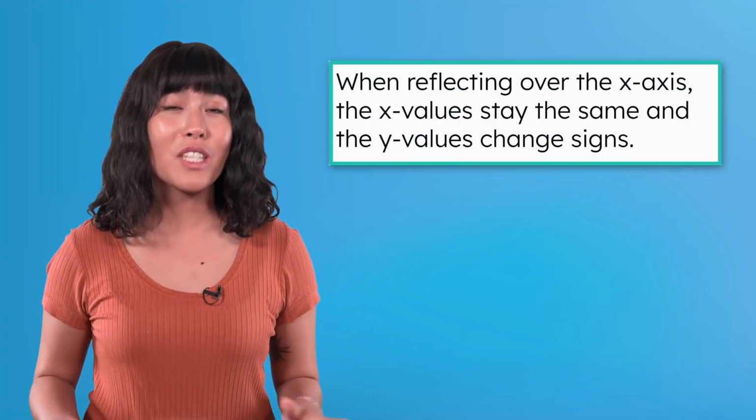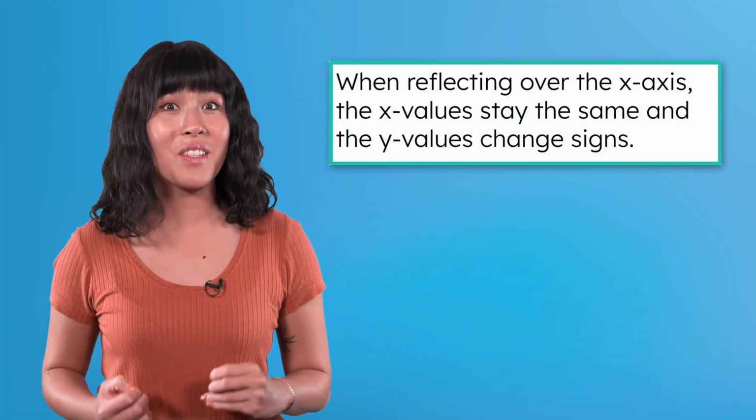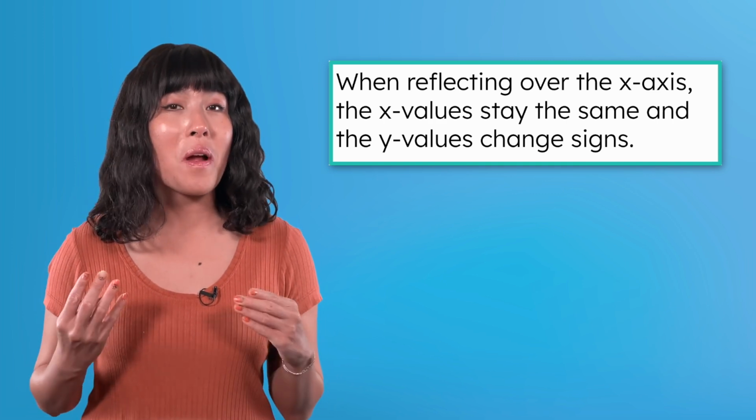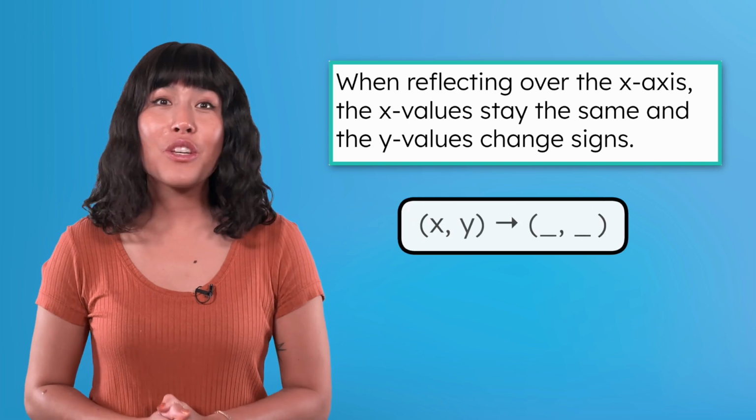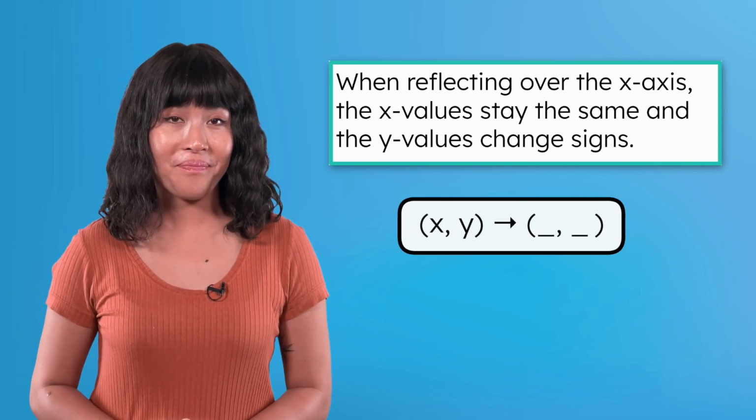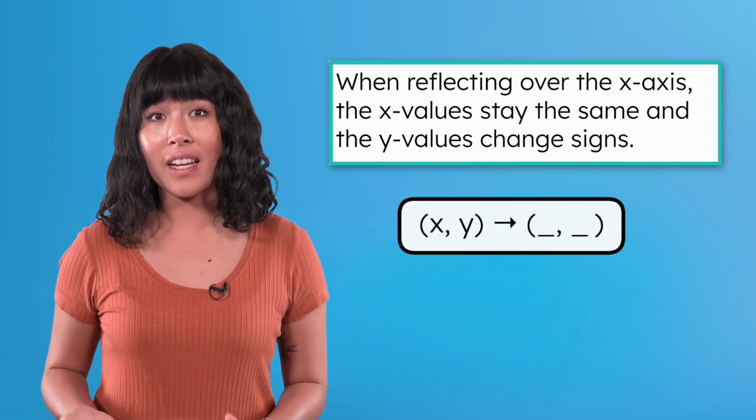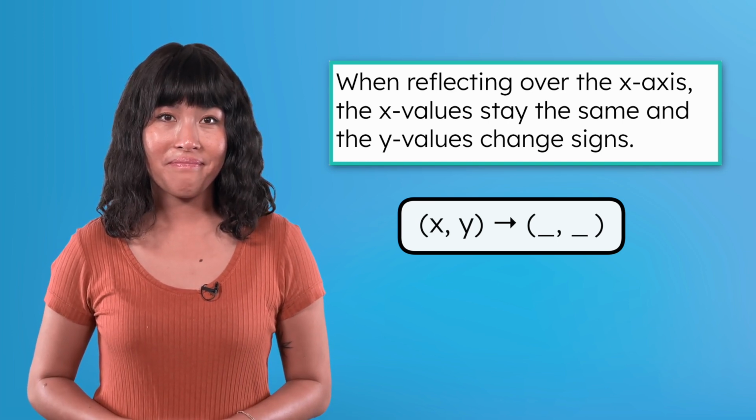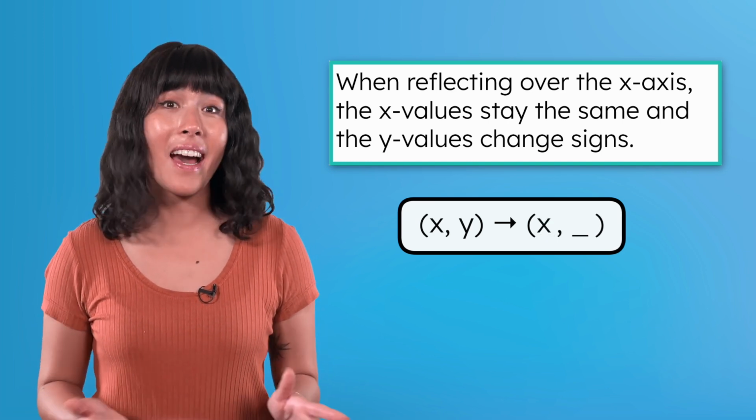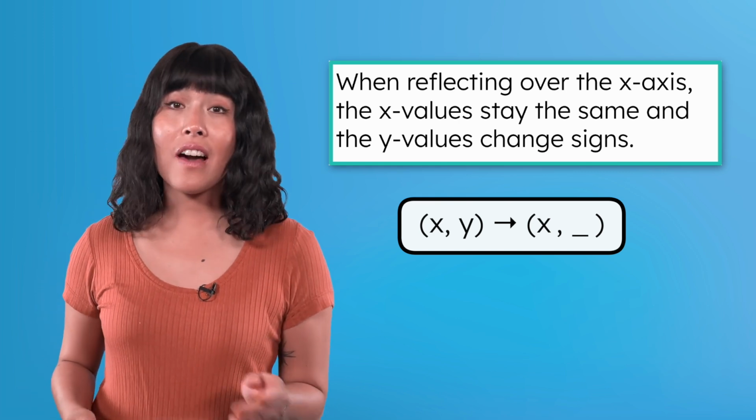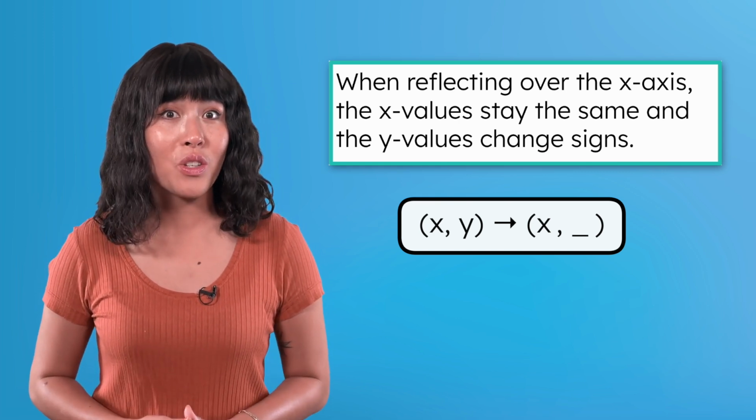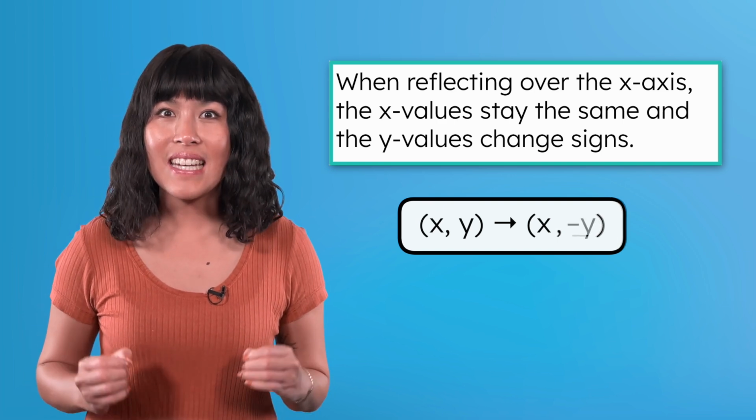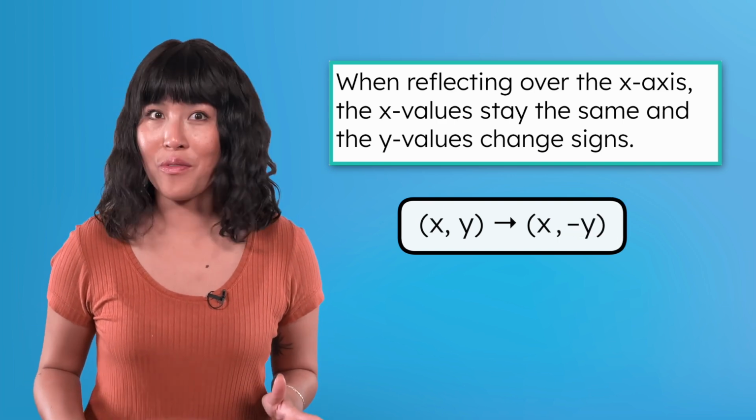Now that we've summarized what reflecting over the x-axis does using word form, we can turn it into a more mathematical summary using coordinate notation. What needs to go in this first blank to show that x values stay the same? Yeah, let's just keep it as x. What needs to go in this other blank to show that the y value changes signs? We need negative y, or the opposite of y.